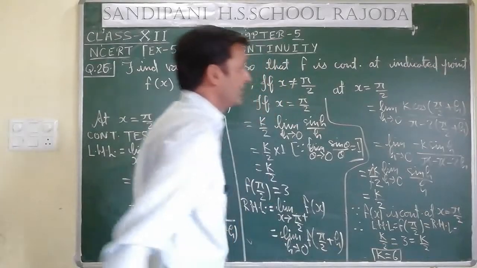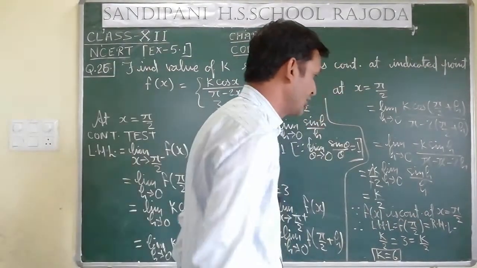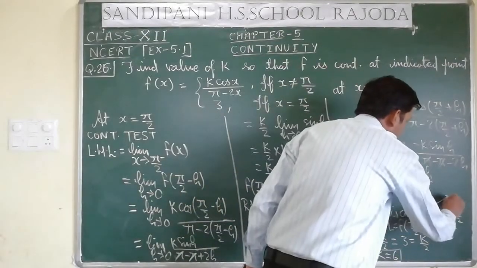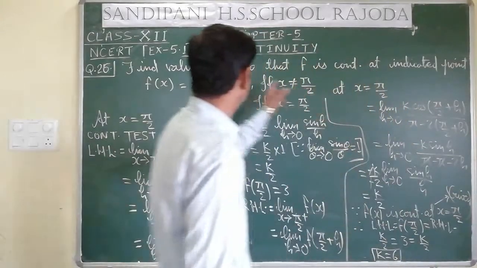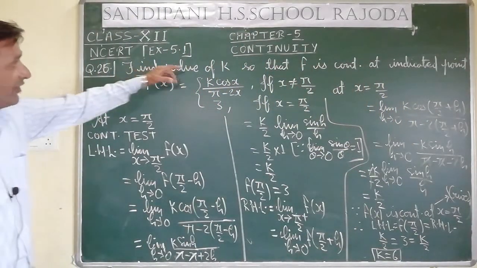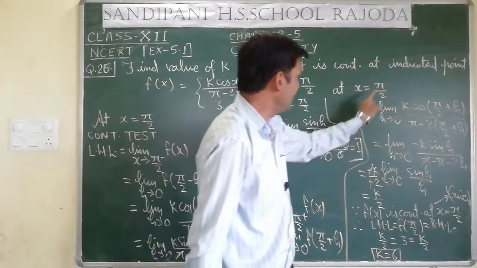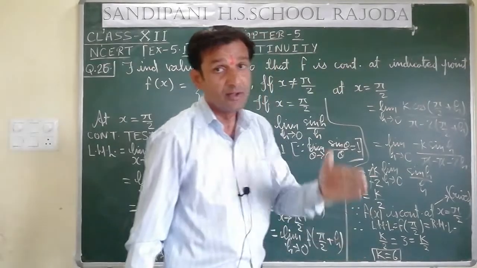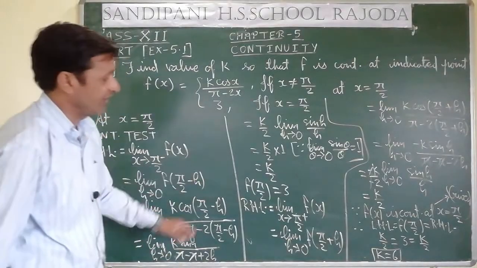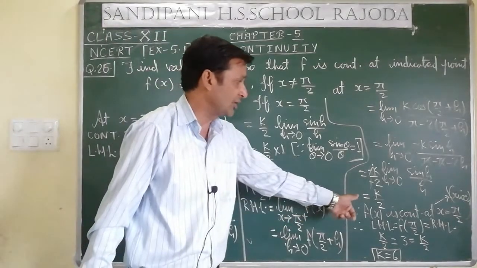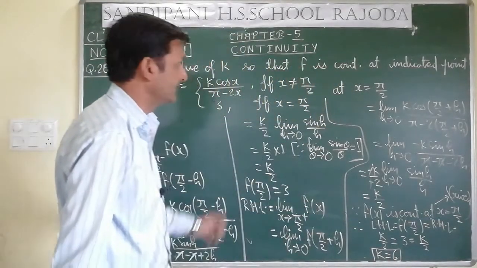This is our conclusion. Means this part is given because f of x is continuous at x is equal to pi by 2. This is the given part. This you have to remember. It is given in our question. See, here clearly mentioned, find value of k so that f is continuous at indicated point. At this indicated point, f is continuous. For that, we have to find the value of k. That's why we have written LHL is equal to f of pi by 2 is equal to RHL, and we can get the value k is equal to 6 directly. This question is over.